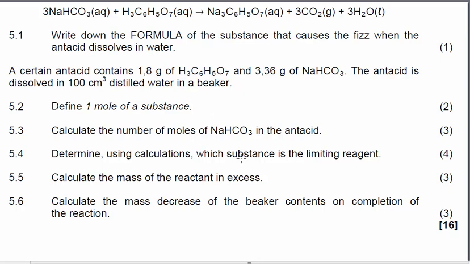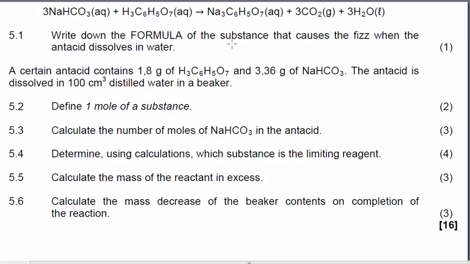This is a question from a grade 11 question paper where we have a chemical equation that is balanced, as you can see. And then these chemicals are actually quite unknown to us. What we have here is actually the formula for an antacid that is going to then cause the release of carbon dioxide. So let's just look at our questions.